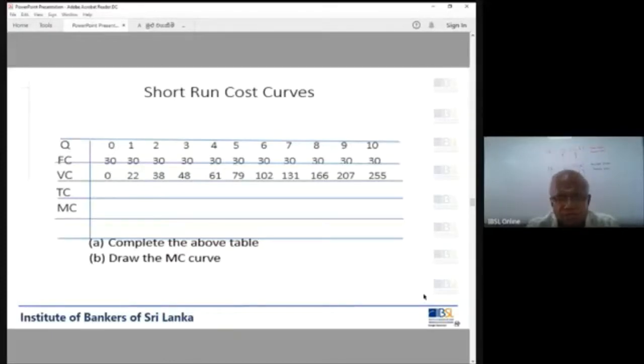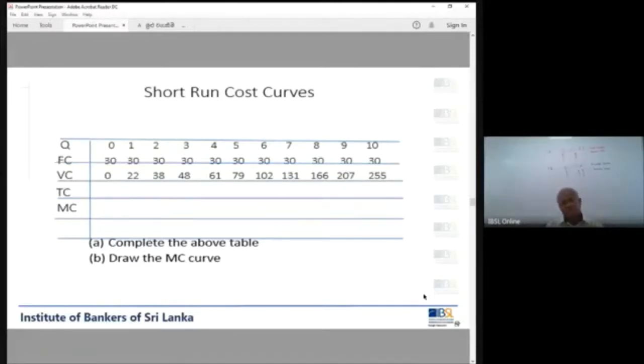Now this question, let's calculate a little bit. Some typo is there. Q is the output 0 to 10. FC 30, 30, 30, 30. This is fixed, no? Variable cost 0, 22, 38, and so on. Can you calculate TC, total cost? I will spend 5 minutes for you to calculate the TC row. You have some A4 sheets, right? Calculate this. Complete the above table. Can you calculate TC and MC?